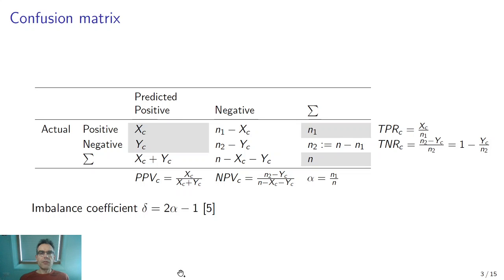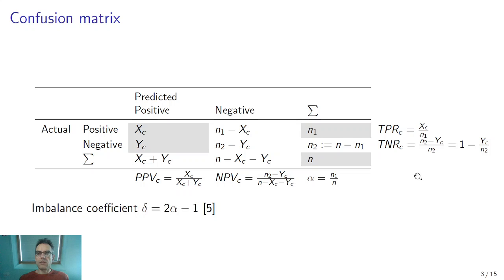All of the performance metrics are based on the confusion matrix. So in this case, we have n instances in our test set, one of which are in the positive class. And then we have the model that predicts x true positives and has y false positives. And with that information, we can fill the rest of the confusion matrix, and then we can calculate the performance metrics.